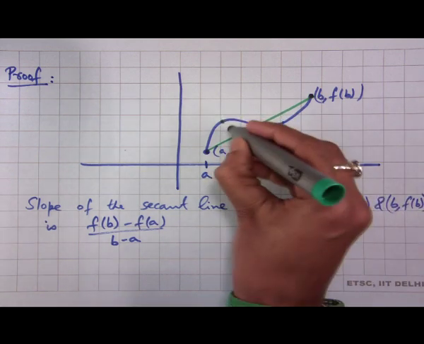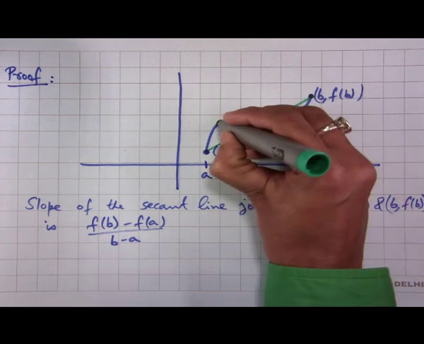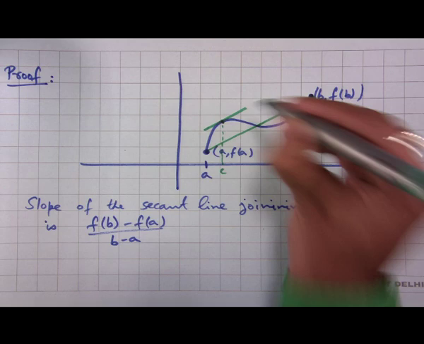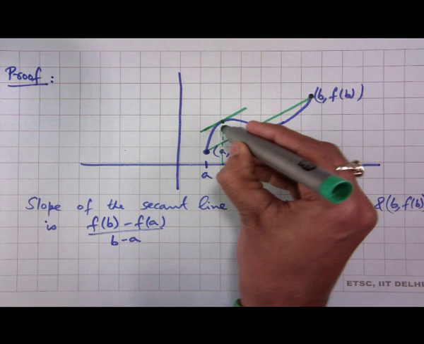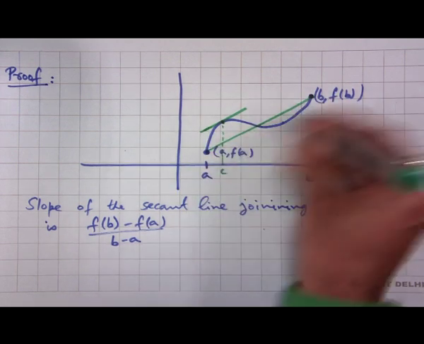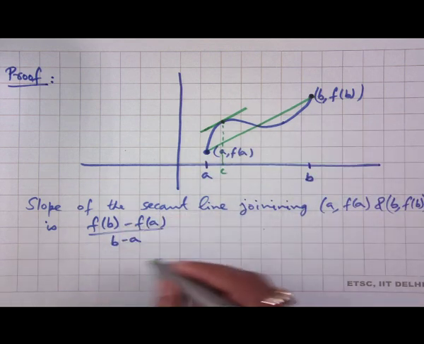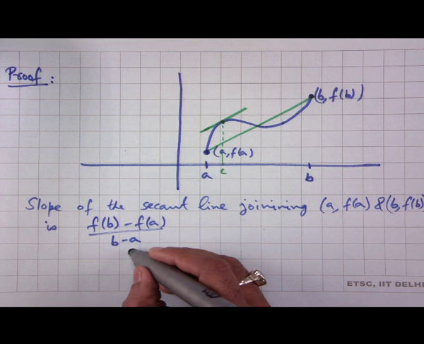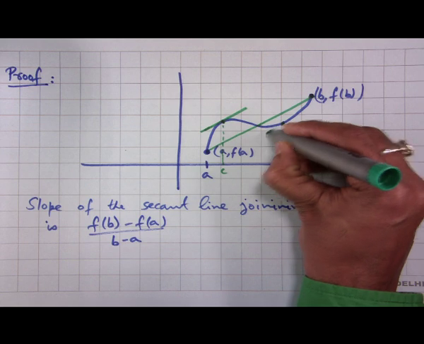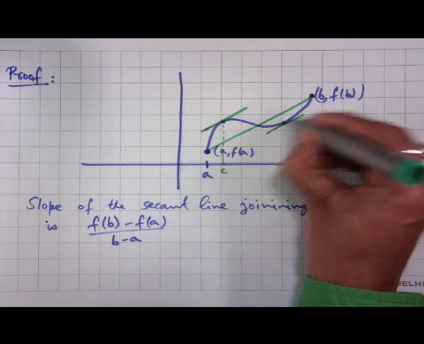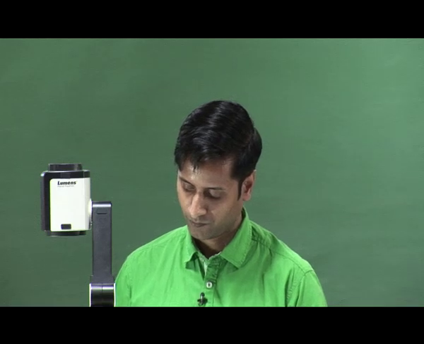So, that means that if you see in this picture, I have this point c. If you look at the slope of this tangent line at this point, this is parallel to this line. That means that the slope is equal to this slope, f of b minus f of a by b minus a. Similarly, in this picture there is another point here, here again the slope is the same as this.